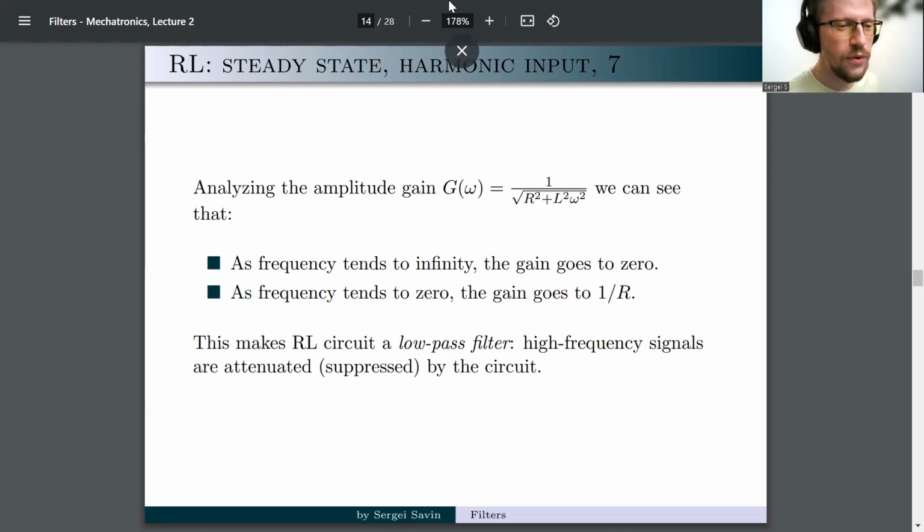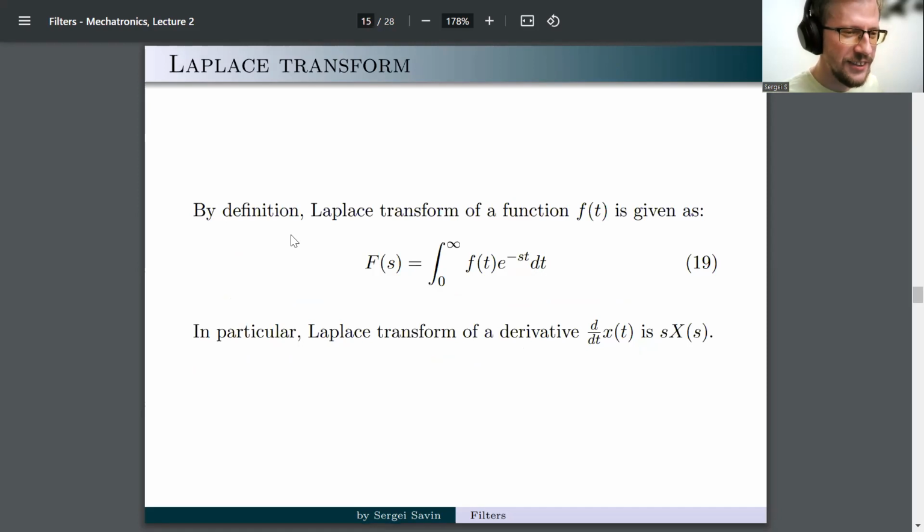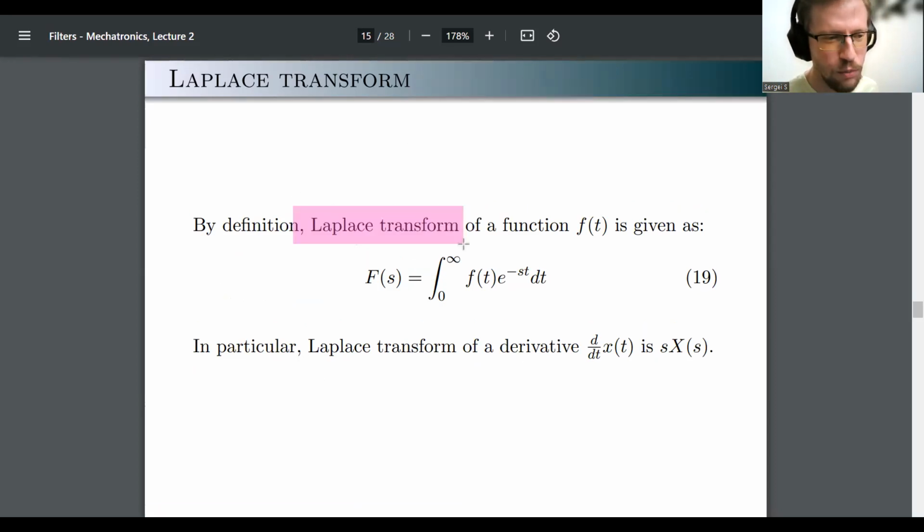Okay, moving forward. Now, this, as you could see, mathematically was a lot of work. So let us introduce a labor-saving device, which you already should have seen in 2 different courses. So I'm going to be very, very rapid. This is the Laplace transform, a mathematical object.